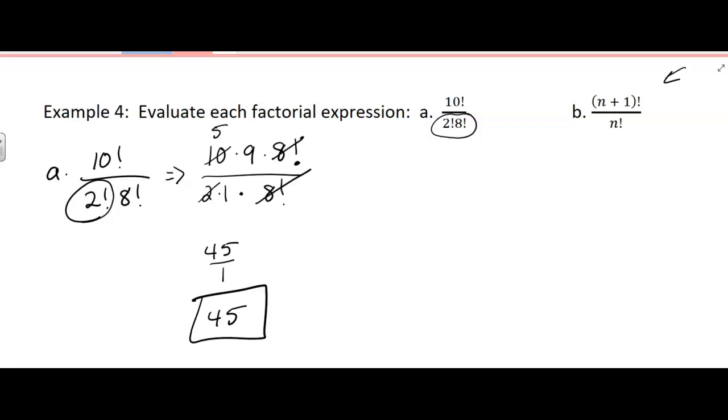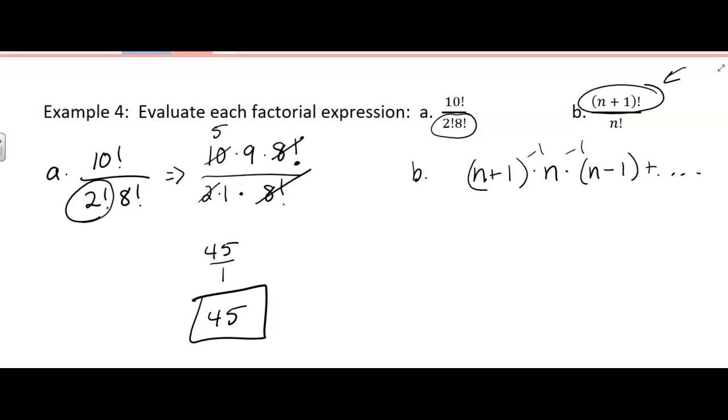Now look at this one over here on B. I don't even have numbers. I have n. But how do factorials work? Well, it's n plus 1 factorial, so this is n plus 1 times n times n minus 1, and so on and so forth. That's how n plus 1 factorial works. You're subtracting 1 to get the next term.